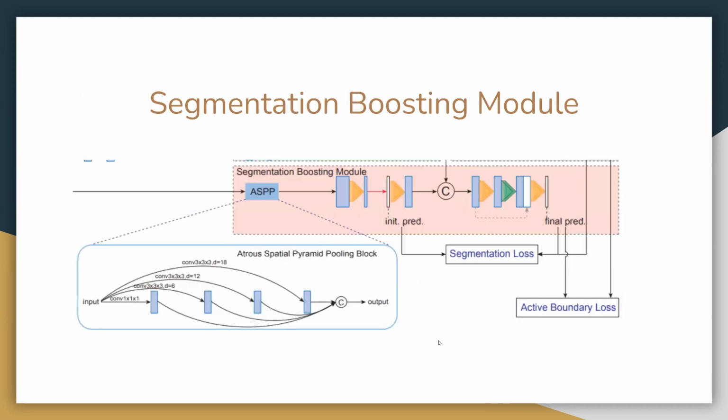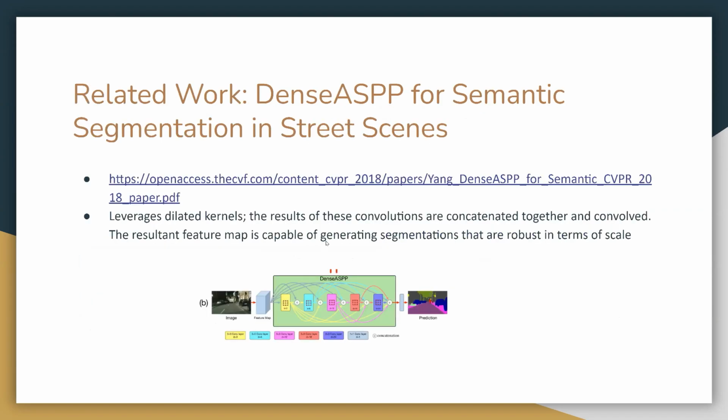All right, so next is the segmentation boosting module. This one is more complicated than the other two, I think, so I broke this individual part into multiple other parts. This first part, I'm going to talk about this atrous spatial pyramid pooling block. The related work here is dense ASPP, which is atrous spatial pyramid pooling.